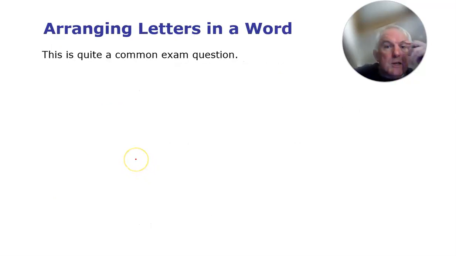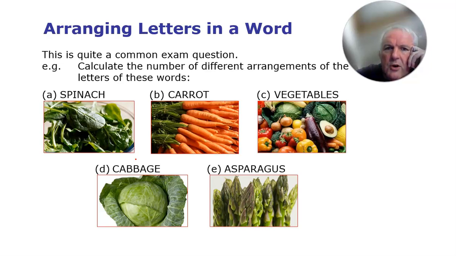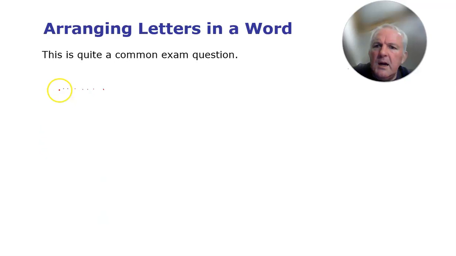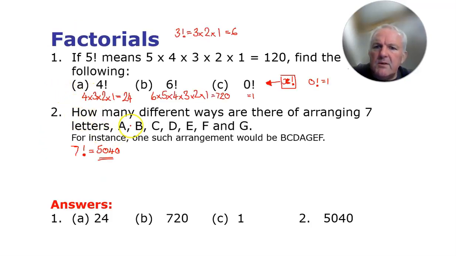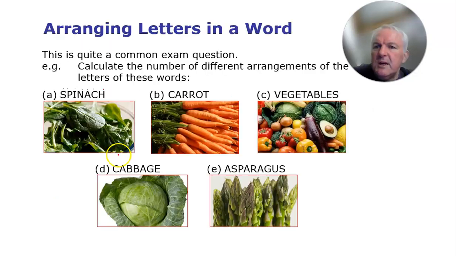Okay, look, arranging letters in a word. This is surprisingly common in exam questions, and I've got some questions which will hopefully test you and make sure you know what you're doing. Look at spinach. Basically, I've got 1, 2, 3, 4, 5, 6, 7 letters. So it's almost like what I was just doing here. I've got 7 letters, 7 factorial is 5040. So here it is also 7 letters, 7 factorial, 5040.